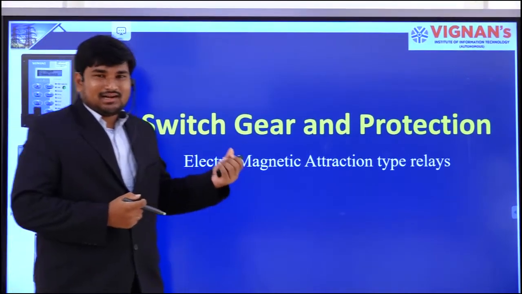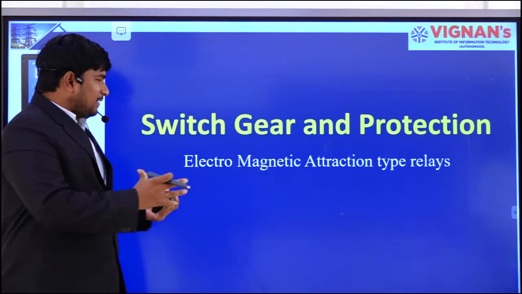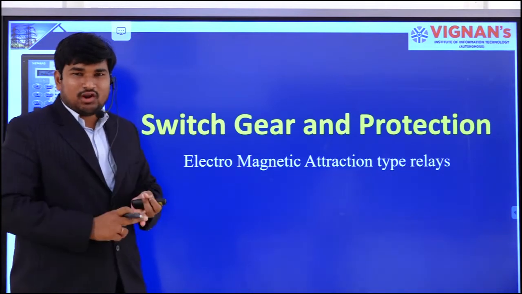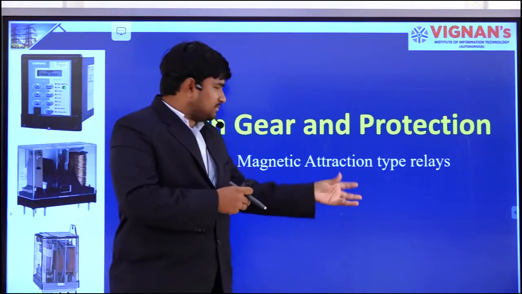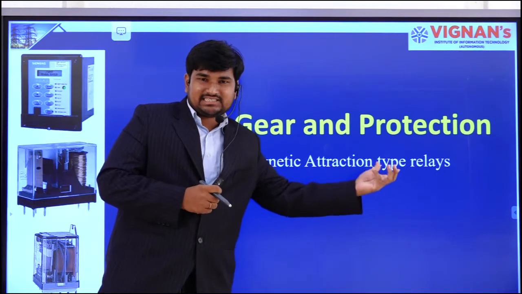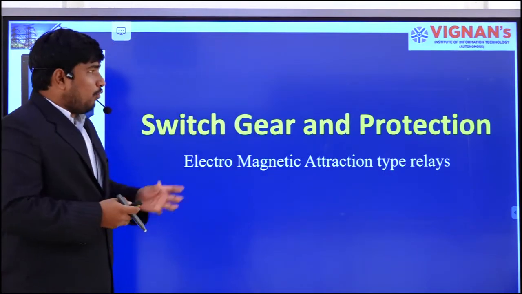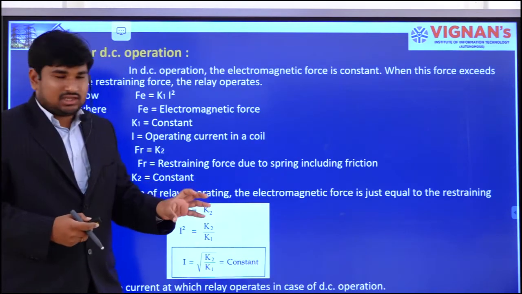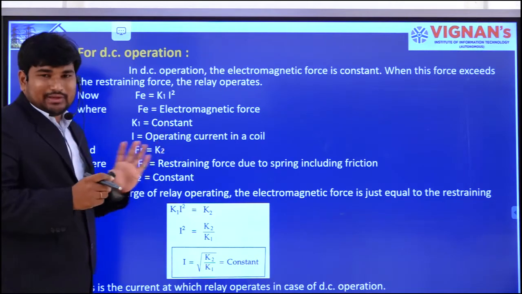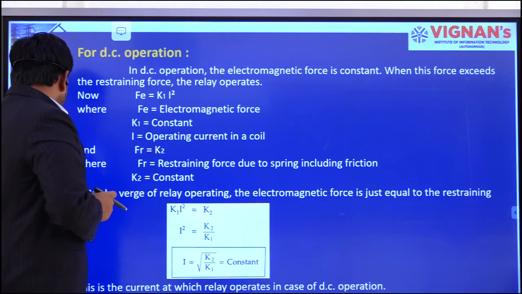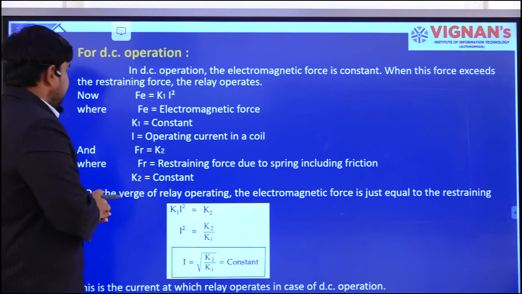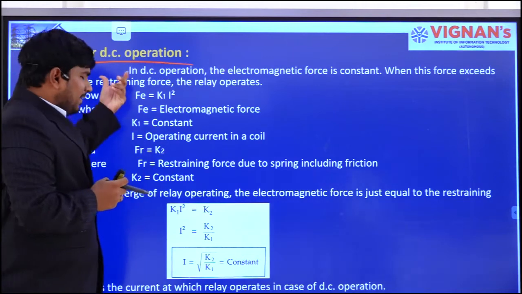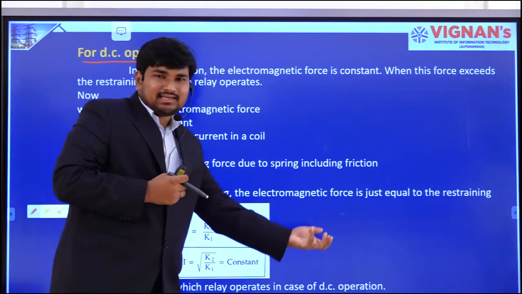Welcome back, guys. In the previous lecture we discussed different types of electromagnetic relays. We have seen plunger type or solenoid type, and many types of electromagnetic attraction type relays. Now let us find out the amount of torque produced in these attraction relays. We have two cases. One is DC operation, where the input signal is DC. For DC operation, what is the amount of torque that is generated?